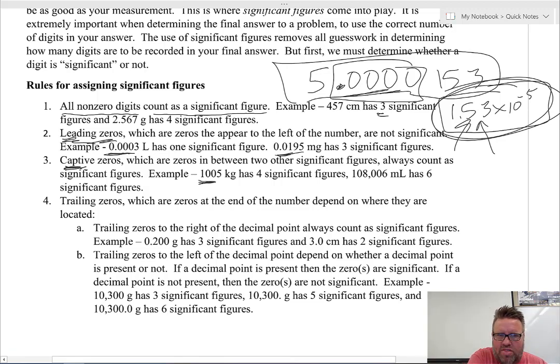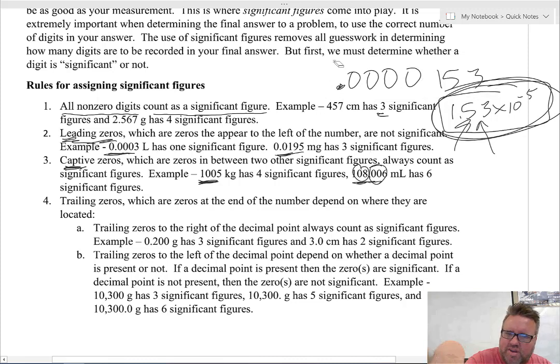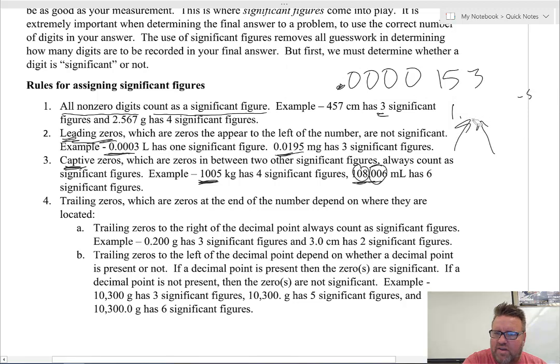So the number 1005 has 4 significant figures. The number 108,006 has 6 significant figures, because again, the 0 right there and the 2 zeros right there are between other numbers that are also significant. Okay, so for right now, the only zeros you have to think about that aren't significant are these zeros right here, when the number starts with zeros, when you have leading zeros.